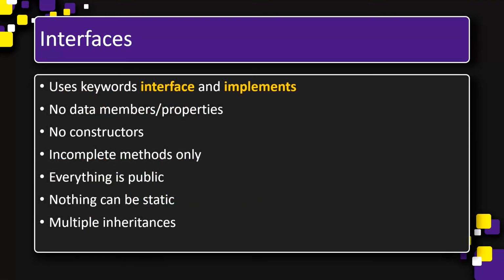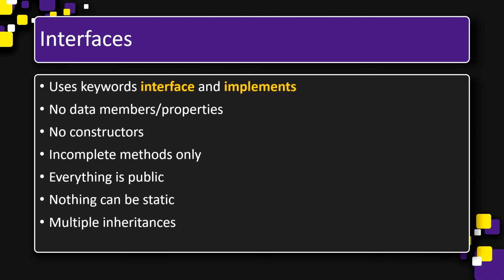Now interfaces are a little bit different. It uses the keyword interface and the keyword implements. And we're going to go over an example of what that looks like in a minute. And there's no data members or properties. There's no constructors. You can have only incomplete methods. Everything is always public and nothing can be static. All right. But what's nice about interfaces is that we can have multiple inheritances. So we can have multiple parents if we use this interface method.